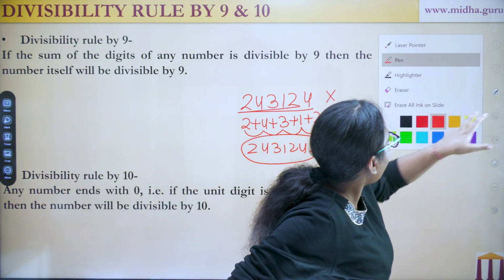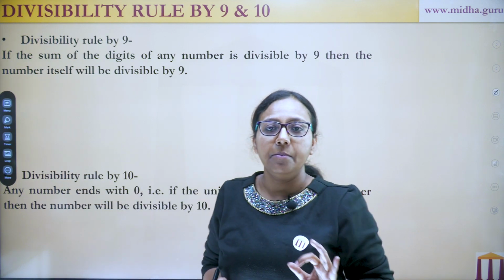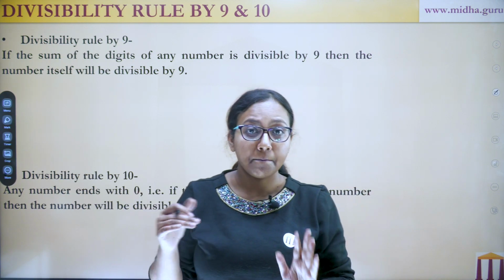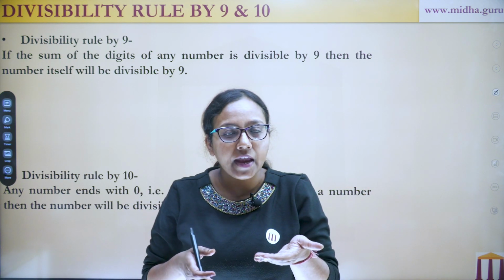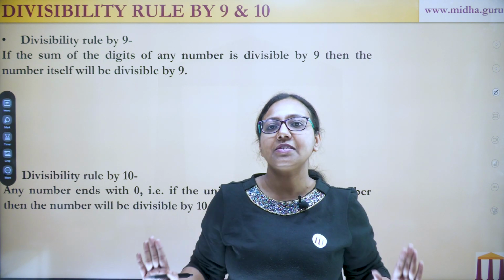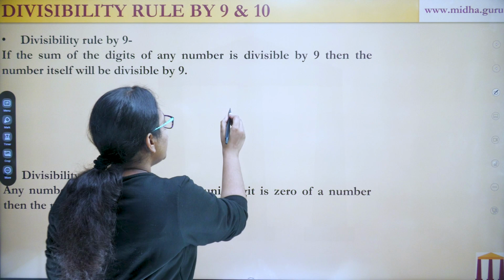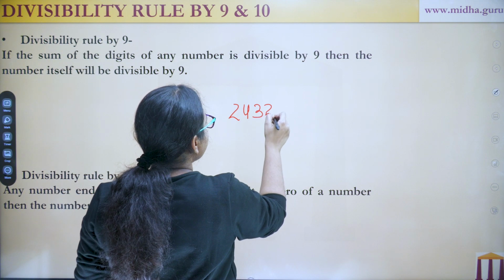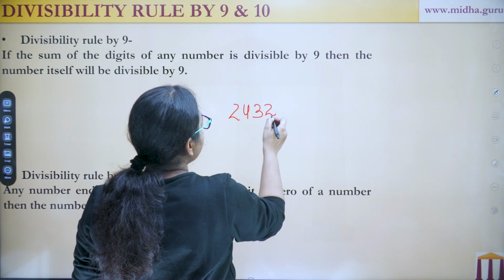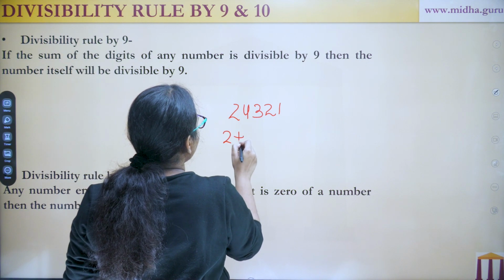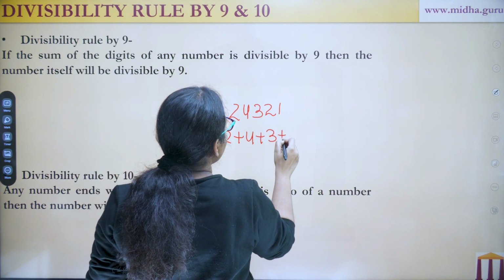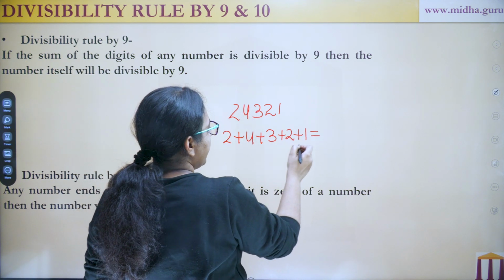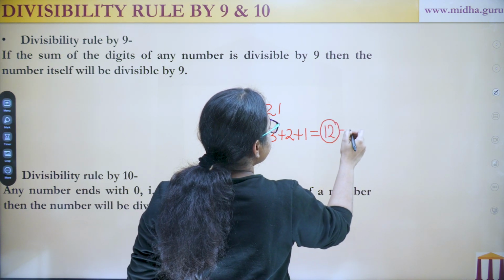Here is one more fact I want to share with you: any number can be divisible by 3 but not divisible by 9. But if the same number is divisible by 9, then definitely it will be divisible by 3. Let's see how. So 2, 4, 3, 2, 1. What will we do? 2 plus 4 plus 3 plus 2 plus 1, which is 4 to 6, 6 plus 3 is 9, 9 to 11, 11 plus 1, 12. So the sum is 12.